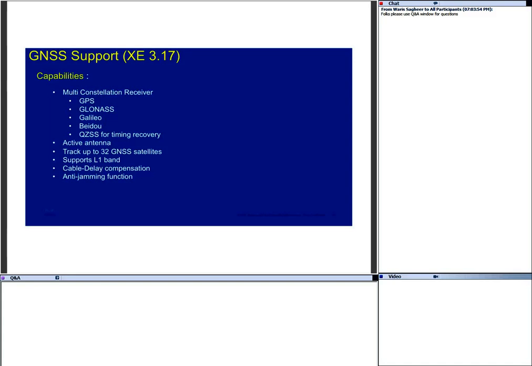GNSS capabilities, this is again just to talk about what GNSS features we support. Important things to highlight: there are multiple constellation receivers that you can support, right? All those are mentioned here, and it includes GPS as well. It can track up to 32 GNSS satellites, and it has an anti-jamming function and also cable delay compensation. So people who are really into timing would be able to relate to these features more.